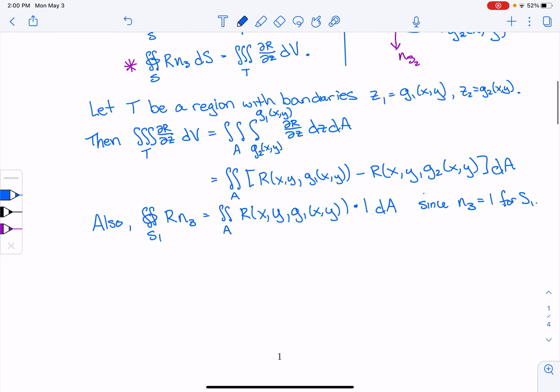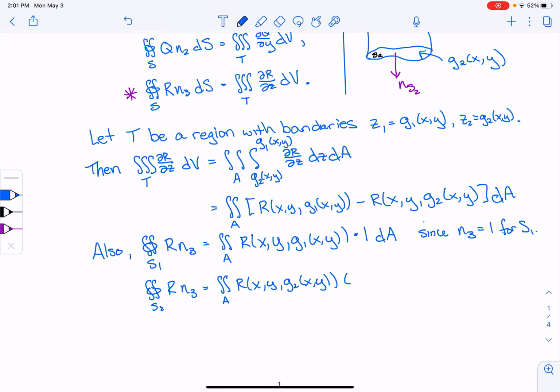Well, let's keep going. If I do a double integral over the surface of S2, R n3, then I'm going to get a double integral over A of R. I'm going to evaluate that at x, y, and then g2 of xy, because that's the surface that I'm on. That gets multiplied by the third component of n, which points downward, so that's going to be -1. And then that's going to be integrated dA, since n3 in this case is -1 for S2.